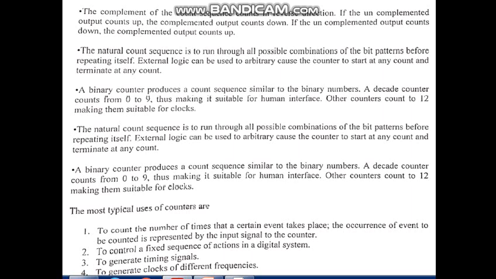A binary counter produces a count sequence similar to the binary numbers, and a decade counter counts from 0 to 9, thus making it suitable for the human interface. Other counters count to 12, making them suitable for clocks.